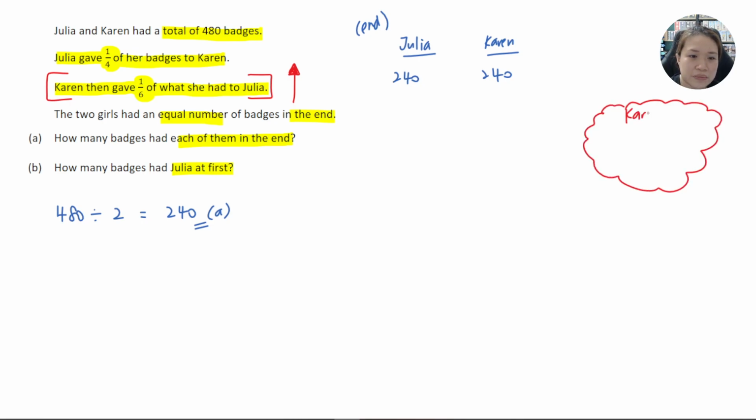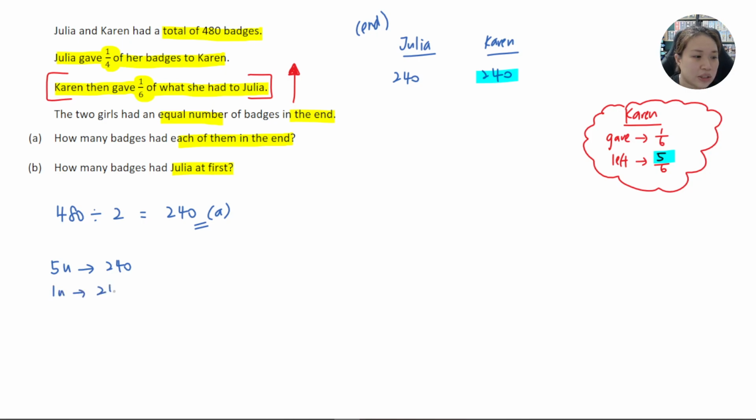Okay, we're dealing with Karen. So let's think about Karen. She gave 1/6 to Julia, right? Means her leftover is 5/6. So if her leftover is 5/6, in the end she was left with 240. Can you see that the 5/6, that 5 units that Karen had left, would be the 240 that she had in the end? Meaning 5 units of Karen is 240.